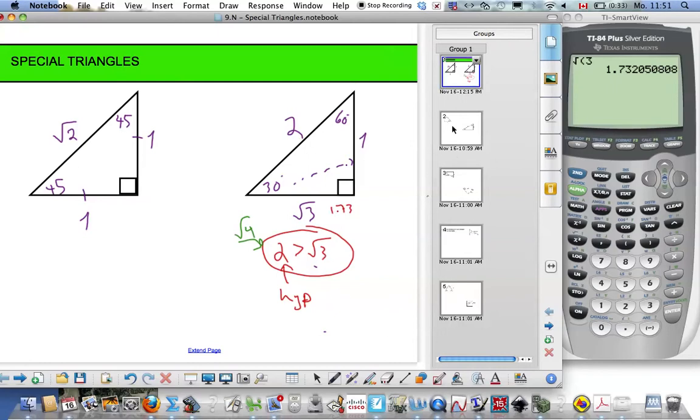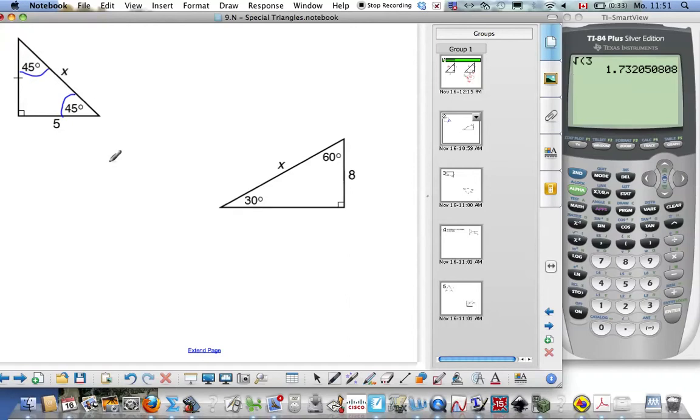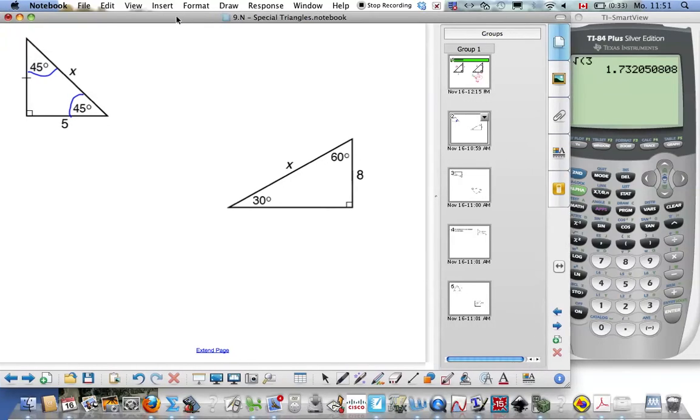Okay, let's do some examples. How do we solve these then, just using our special triangle relationships? Because remember, when you have special triangles, you're not going to be given a calculator to solve this, right? That's right. This is all calculator-free work. Good point. Calculator-free.